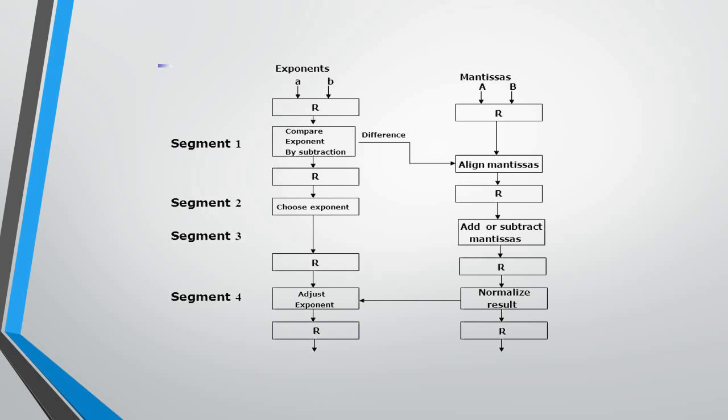So this is the diagram representing the pipeline for floating point addition and subtraction. It is split into 4 segments: segment 1, segment 2, segment 3, and segment 4. The small a, b are the exponents, and the capital A, B are the mantissas. The small a, b values are stored in registers. Likewise, the mantissas A, B values are stored in the R registers. In segment 1, compare the exponents by subtraction.